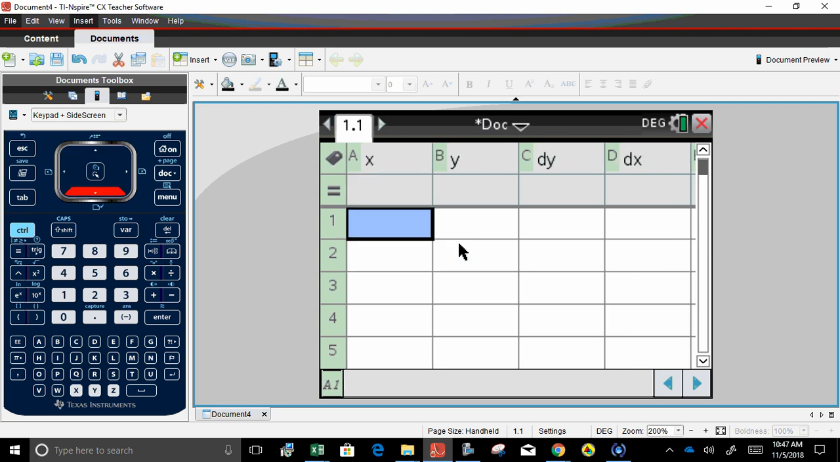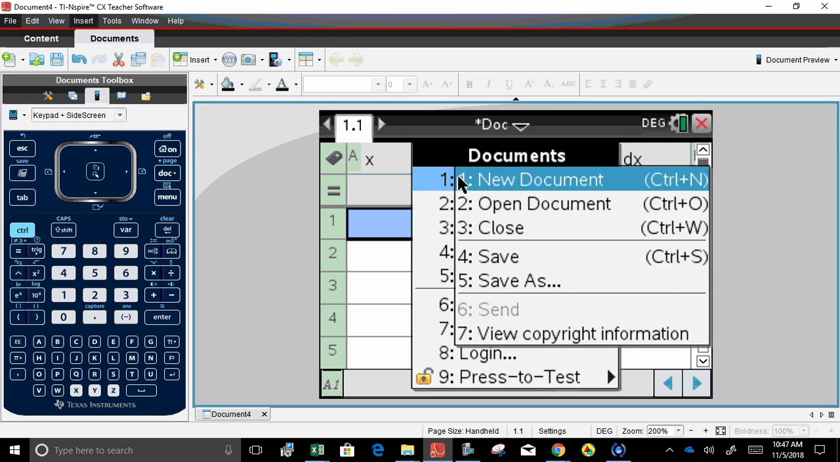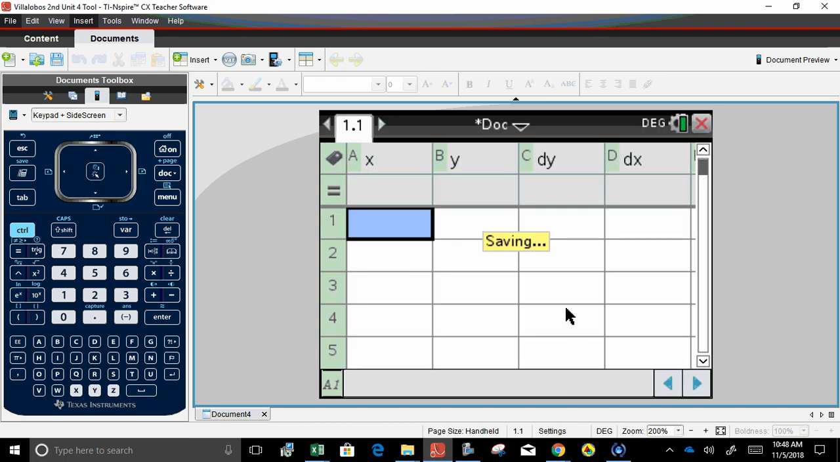Now, at this point, I would save this. So press doc and file and save as. And I would put my name and my period, and the unit I'm going to use this for. It's a unit 4 tool. So, saving it, and there it is. Okay, give me a moment.